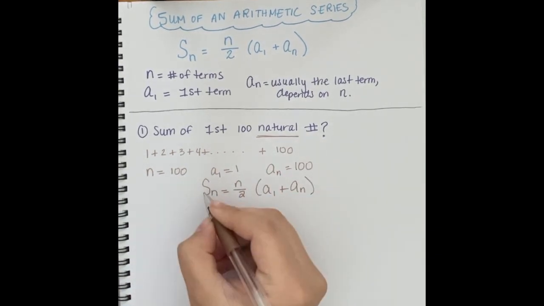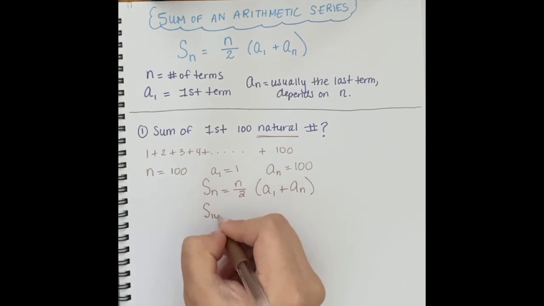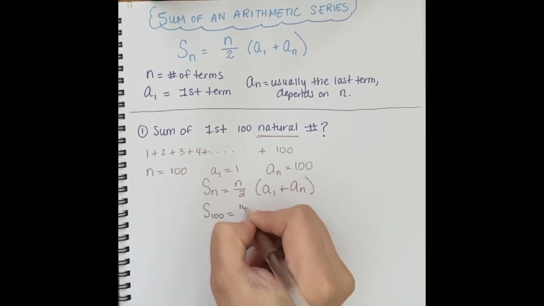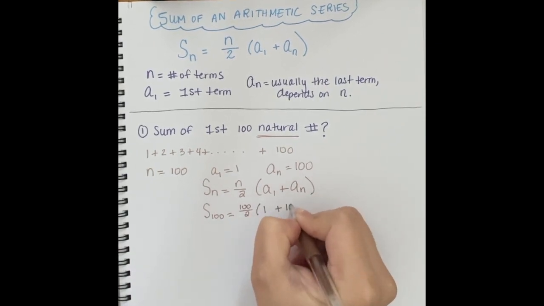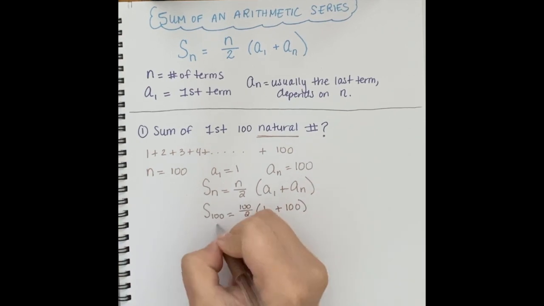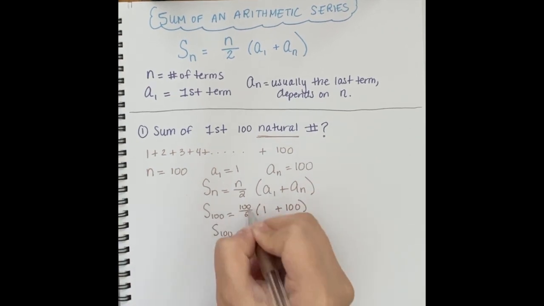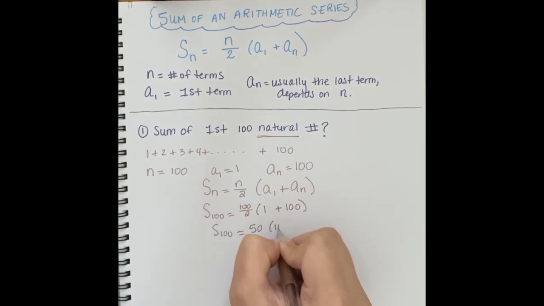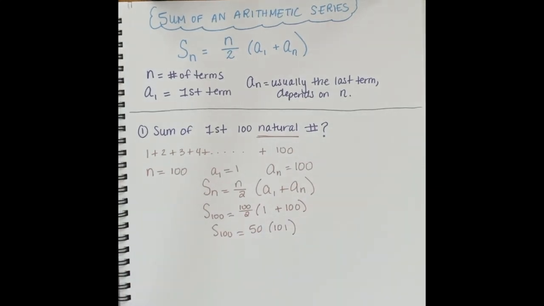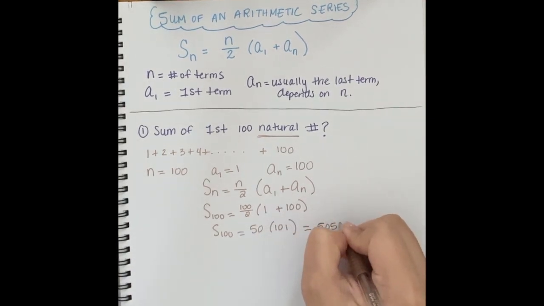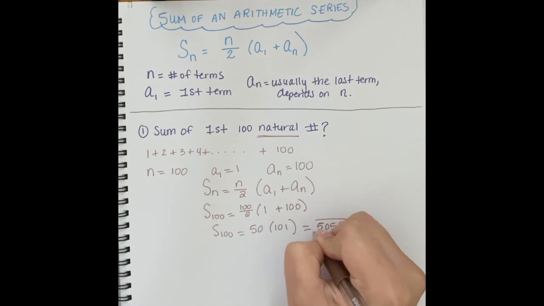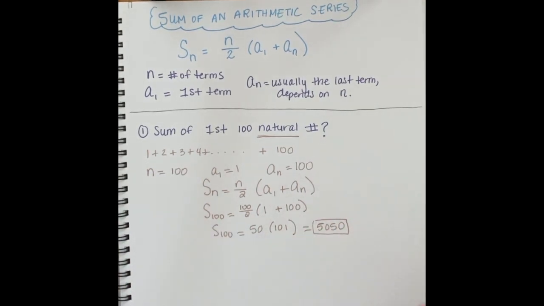When we do that, we get S sub 100 equals 100 divided by 2 times the first term plus the last term. And we got S of 100 equals 50 times 101, which we end up seeing is 5,050. So the sum of the first 100 natural numbers is 5,050.